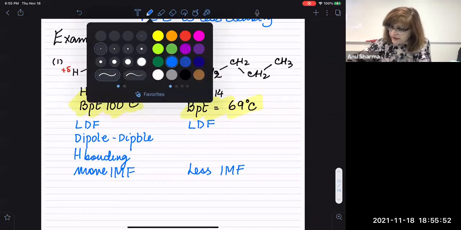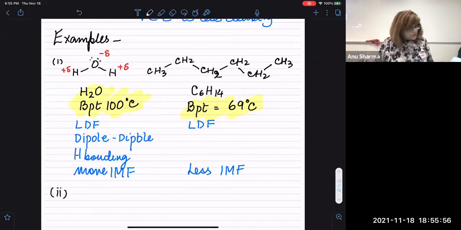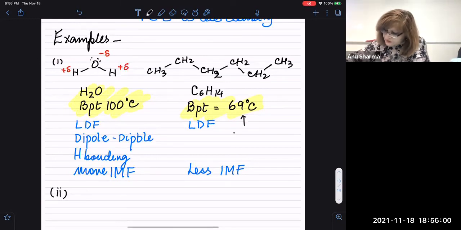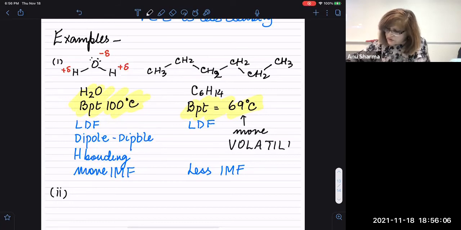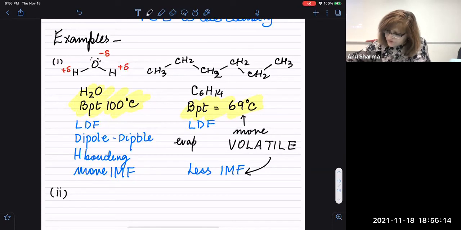Next, look at the second example. When the boiling point is lower, the substance is also called more volatile. So a question can be asked: which one is more volatile? The one that has fewer intermolecular forces will evaporate fast.